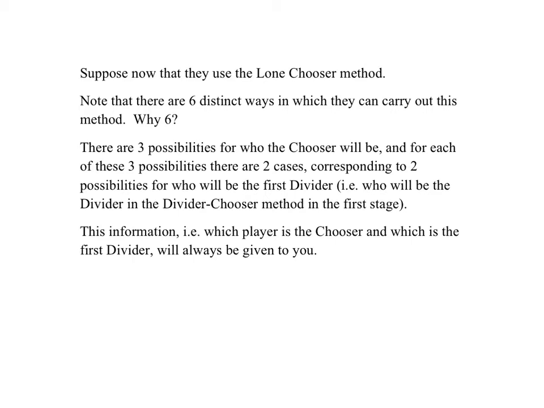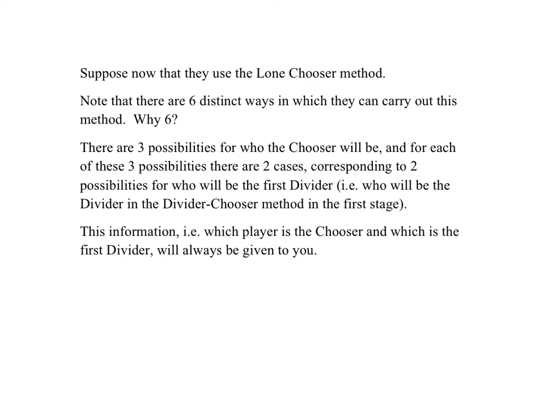Suppose now that they use the lone chooser method instead of lone divider. There are a number of different ways that this could play out, because there are, I claim, 6 distinct ways in which they could carry out the method. Why 6? Well, there are 3 different possibilities for who the chooser will be. Jason could be the chooser, Kelly could be the chooser, or Lauren could be the chooser. And for each of these three possibilities, there are two cases, corresponding to who the first divider is going to be. That is, who's going to be the divider when they do divider-chooser in the first stage.